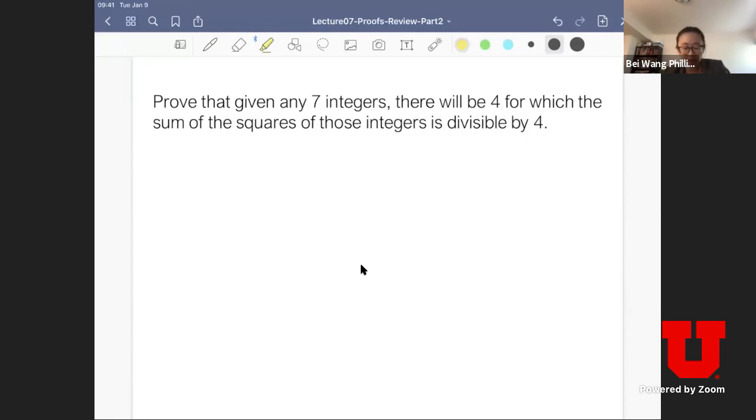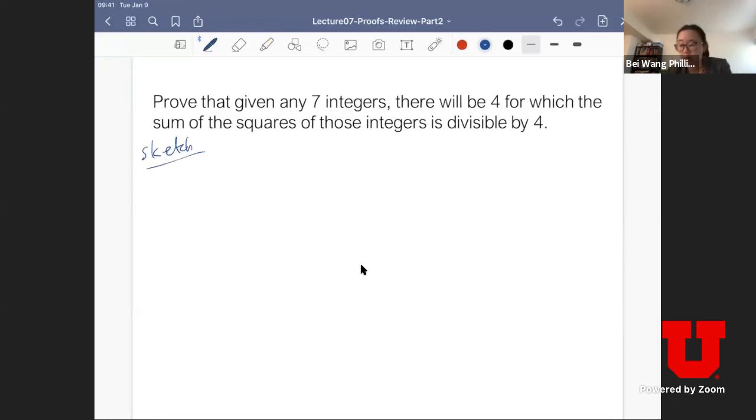Prove that given 7 integers, there are 4 of which the sum of the squares of the integers is divisible by 4. We actually have seen this problem before. So what I'm going to provide is a sketch.